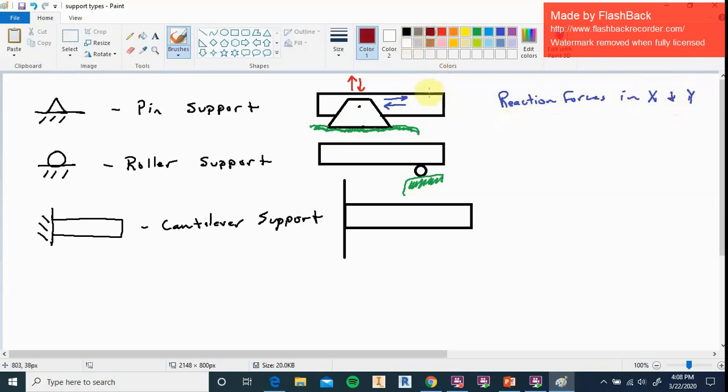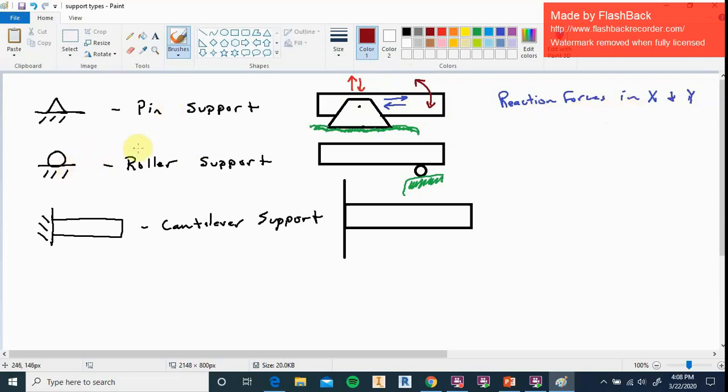Now the interesting thing with the pin support though is, since this is just a bolt, it really just acts like a hinge there, a point of rotation. If we came over and picked up the end of the beam, it would go up and down, rotating around that bolt right there. That's just not one of the reaction forces that the pin is capable of providing. So in the pin support, we have the reaction forces in X and Y.